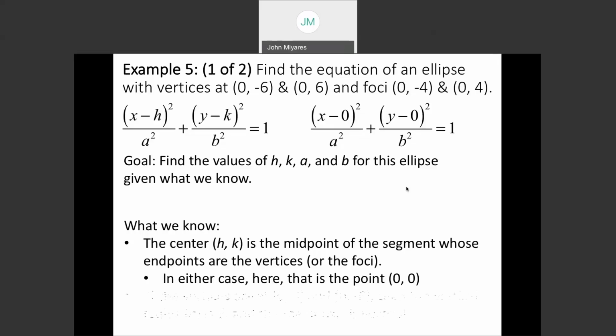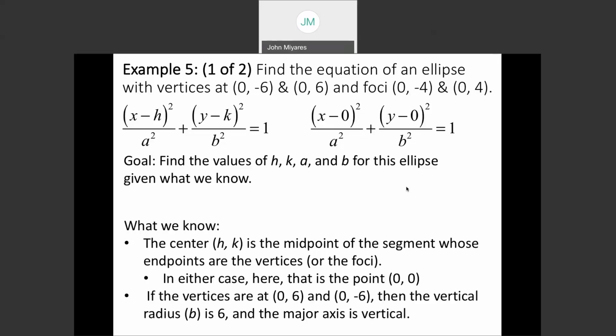Next, if the vertices are at (0, 6) and (0, -6), then the vertical radius b has to equal 6, and the major axis is going to be the vertical one. So now our equation will look like (x - 0) squared over a squared plus (y - 0) squared over 6 squared equals 1. All we have left to do is figure out what is the value for a.